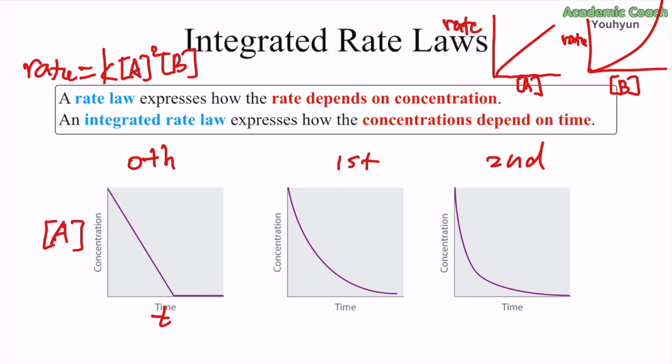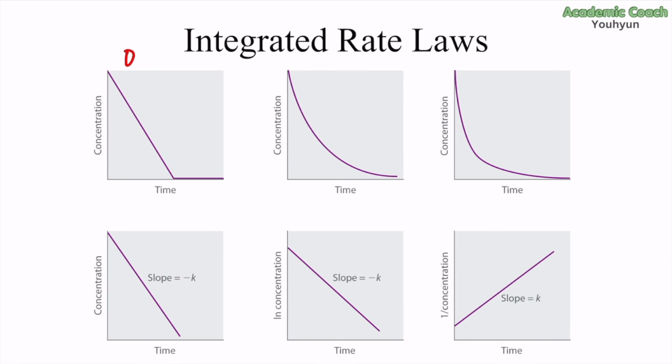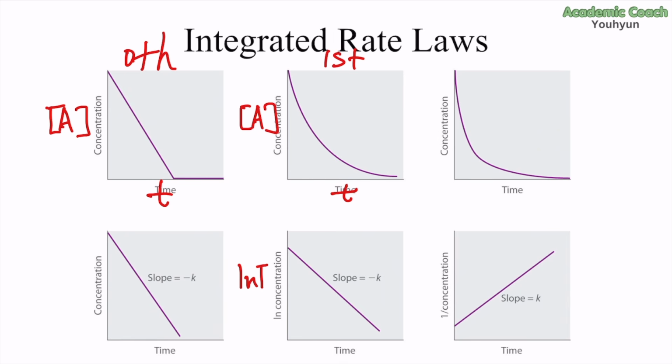So for zeroth order, it shows a linear decreasing line when you plot concentration of the reactant over time. And for first order, it's a curved decreasing line when you plot concentration of the reactant versus time. But if you convert that into ln of concentration of the reactant versus time, then it will show you a linear decreasing line with a slope of negative k for a first order reaction.